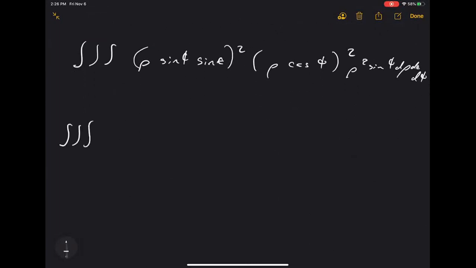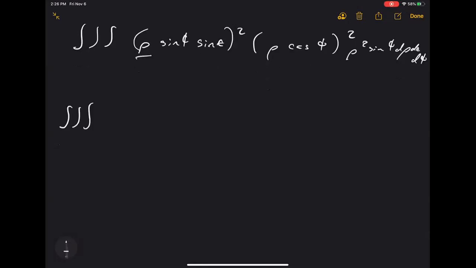Okay, so let's go ahead and multiply, factor out the rhos and make everything look nice. So you have rho squared here, rho squared here, rho squared here, rho to the 6th. Okay, sine squared of phi. I have a sine squared of phi here, a sine of phi here, so I get sine cubed of phi. Then I have sine squared of theta here, and a cosine squared of phi there.